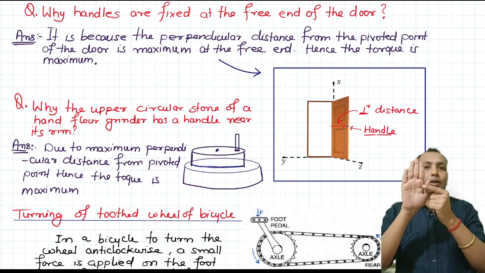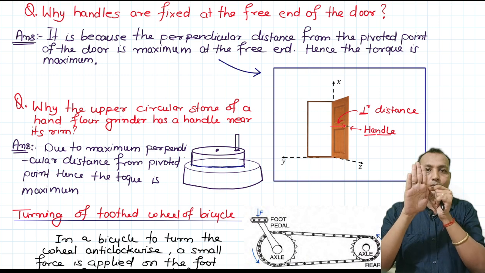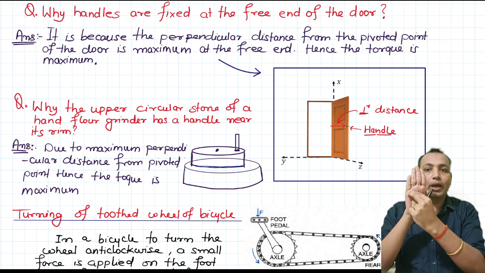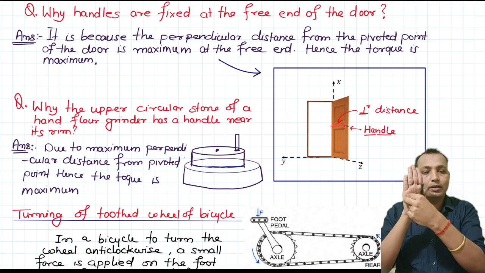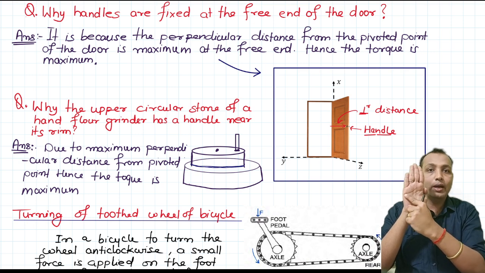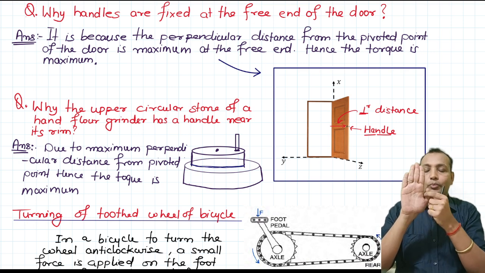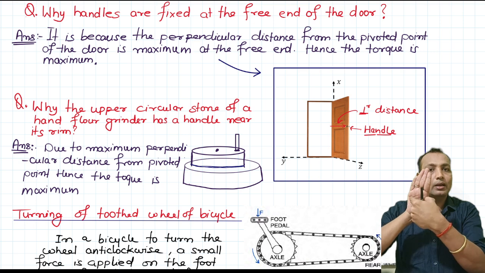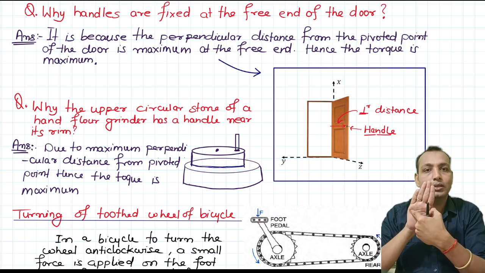Suppose you consider this is a door. This door is attached with the hinge here, and we are putting the knob, or handle, at the edge of the door. When we press at this point, it will be easier to open.